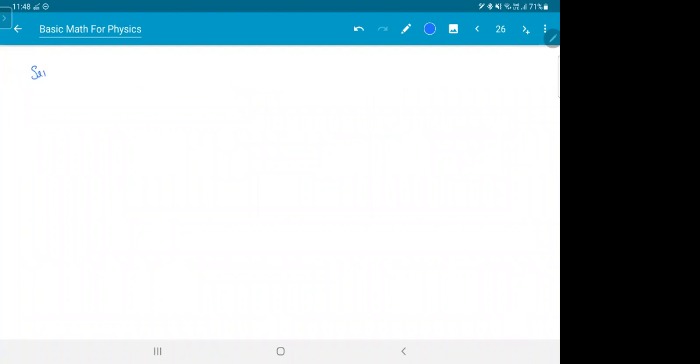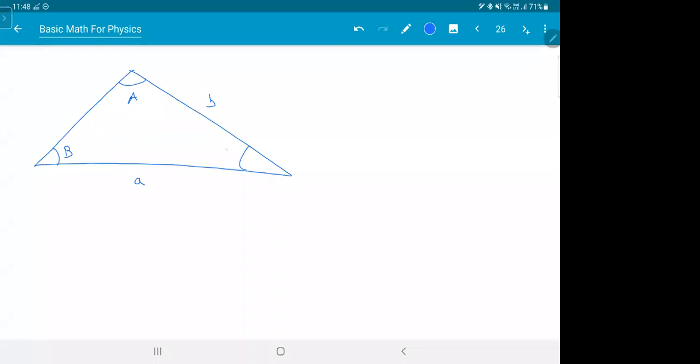The next one we have is something called the sine rule. First, let me draw the triangle. Let's say I have a triangle like this: this angle is A, the opposite side is a. This angle is B, the opposite side is b. This angle is C, and this opposite side is c. What the sine rule says is the side by the sine of the opposite angle: a by sine A, b by sine B, c by sine C. They're equal. This is called the sine rule.